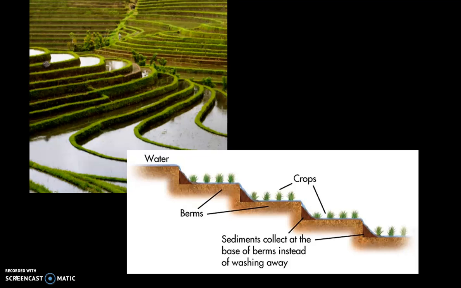Now we can see how certain cultures around the world take high reliefs and turn them into benches and terraces that allow for agriculture to take place. And we can see these types of rice benches all over Indonesia and Thailand and China. And this allows for a very flat, stable environment that allows for sediment to collect at the base of these berms instead of being washed away by the relief.